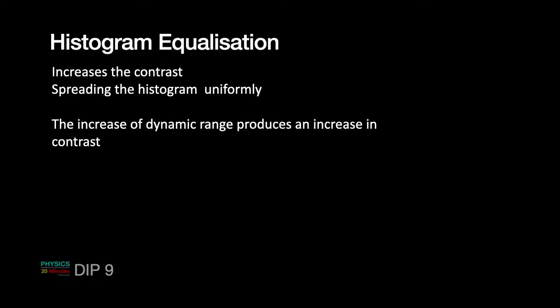Equalization is nothing but spreading the histogram uniformly from dark to bright. If the image is underexposed, the entire histogram is skewed to the left. You spread the histogram uniformly all throughout and you get a high contrast histogram. That is what is called histogram equalization. It also increases the dynamic range, as we have discussed. You can take a very dark region, a very bright region, stretch it and you will get high dynamic range.